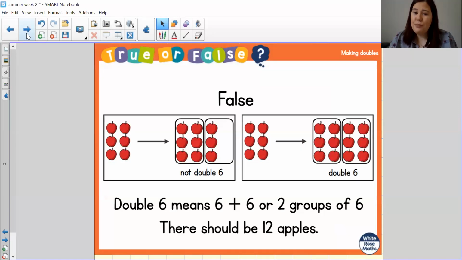So the answer is false, because double means that we add the same number twice. So that means I need to add 6, which is 2 groups of 6, which is what we did when we did our arrays in our last lesson. So there should be 12 apples. So let's see how many apples there were. So 6, 1, 2, 3, 4, 5, 6, 7, 8, 9. There was only 9 apples, which means that it did not double.